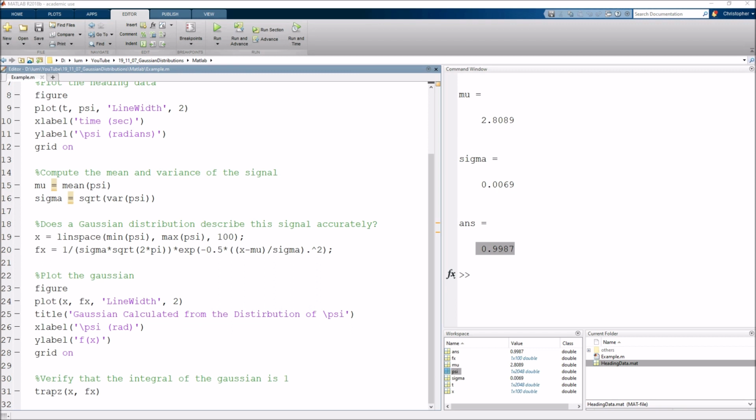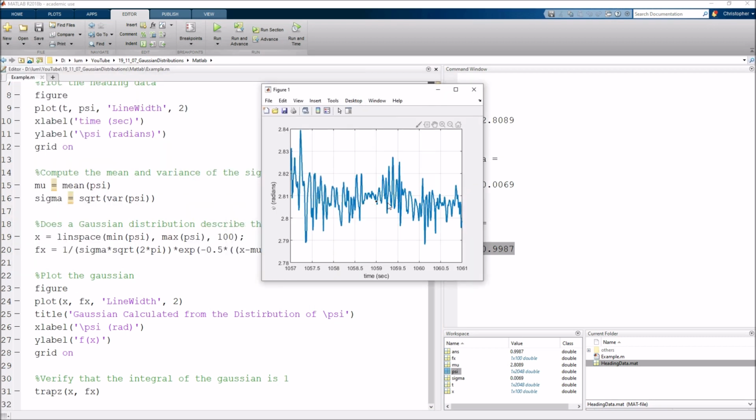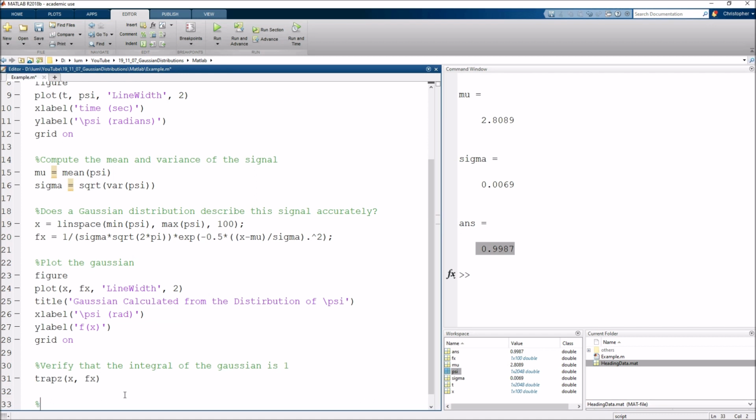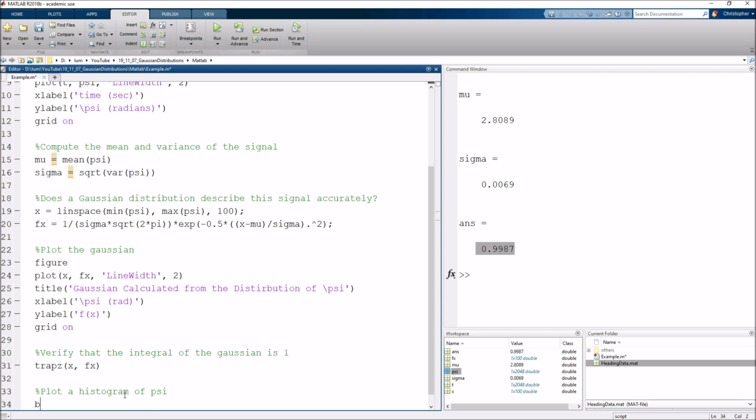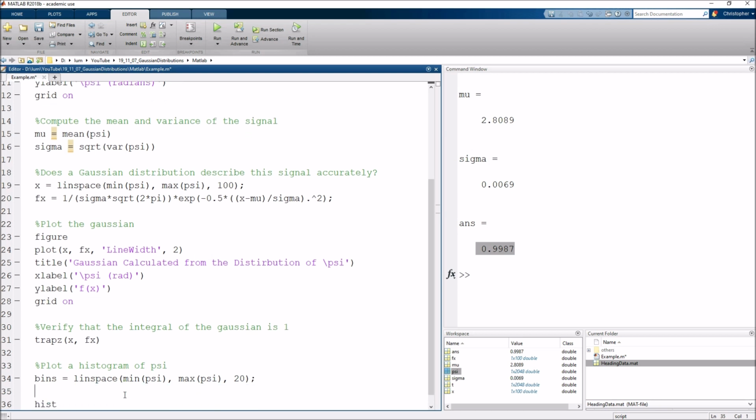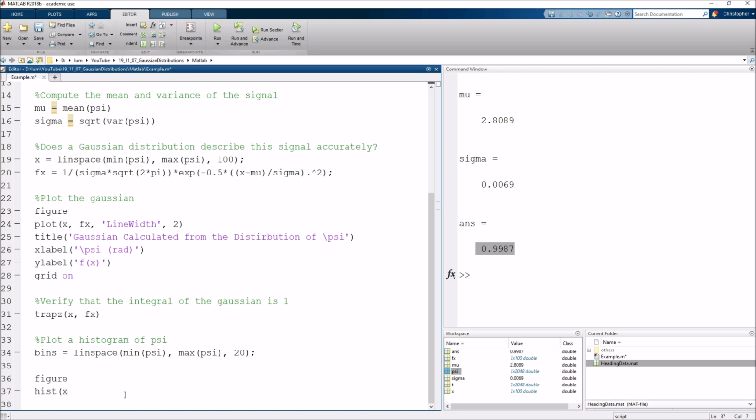So now, here's the cool part. What we want to do is, let's go ahead and also plot a histogram of all of these signals, so we can see the frequency of all of their samples, okay? So let's start a new section of the code here, and let's say I want to plot a histogram of psi. Okay, so let's first make some bins. Let's go from linspace, from min of psi to max of psi, and let's use 20 bins for our histogram, okay? So we can just go ahead and say figure, hist of psi, and we're going to give it the number of bins here. So these are the bins that we want.